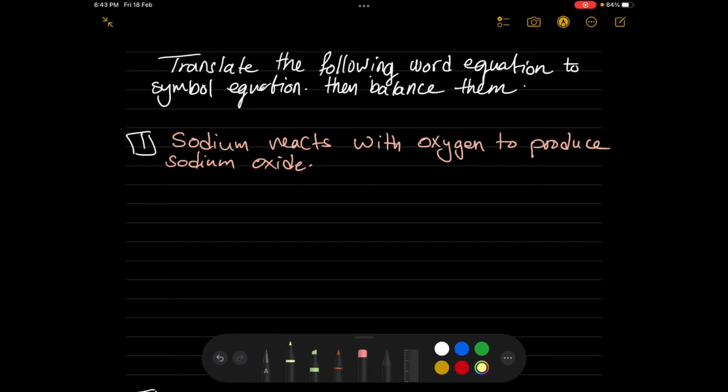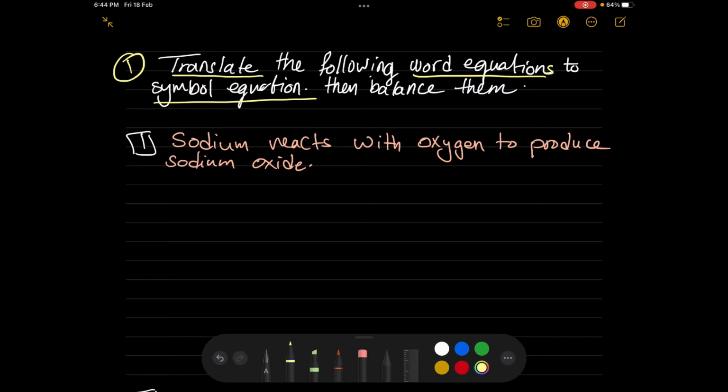Salam guys, today we're going to solve some examples that may come in the quiz or in the exams or whatsoever. So we will start analyzing every single detail. One of the most famous questions that you will be asked says: translate the following word equations to simple equations. What does this mean?